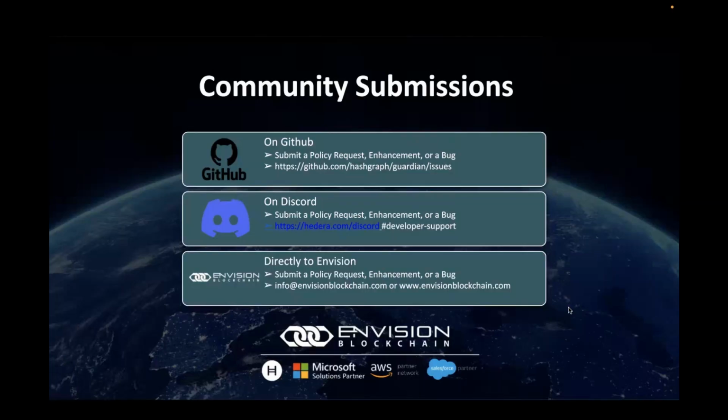Talking about our community submissions, there are multiple ways to reach out to us. You can reach out to us on GitHub. You can submit policy requests, enhancements, or if you find any bugs, please log those bugs in guardian/issues in our GitHub repo. Or if you haven't joined our Discord, you can visit hedera.com/Discord, where you should be able to see a developer-support channel where you can log any of the policy requests. Or you can reach out to us directly by email at info@envisionblockchain.com or by visiting our website, which is www.envisionblockchain.com.